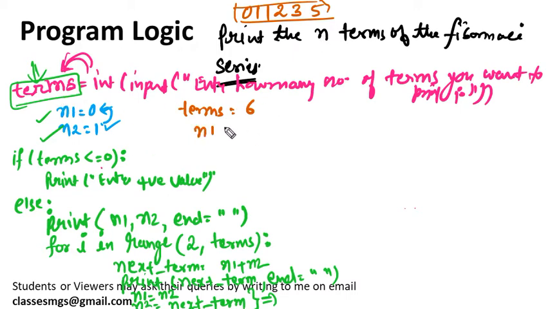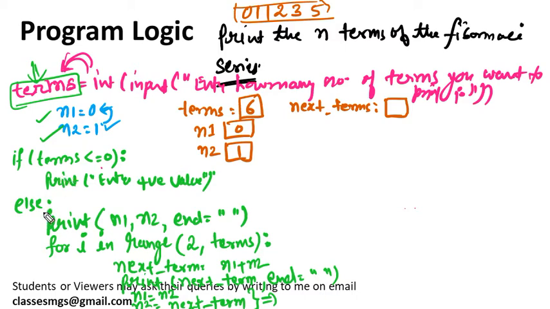I am creating some boxes here. The n1 value is 0, because the first two terms of the Fibonacci series are fixed, 0 and 1. You should remember this. Now we will create one more variable, next_term, because this will help you get the next term. Is the terms value less than or equal to 0? No, because we have entered 6. Now we will come to the else part, and n1 and n2 will be printed. The n1 value is 0, the n2 value is 1. These two will be printed.